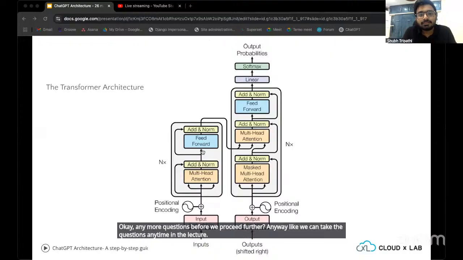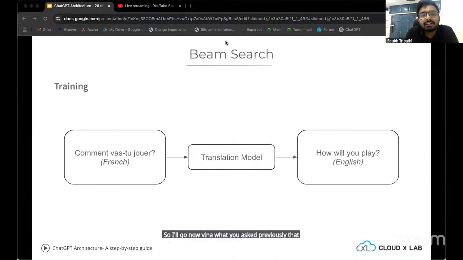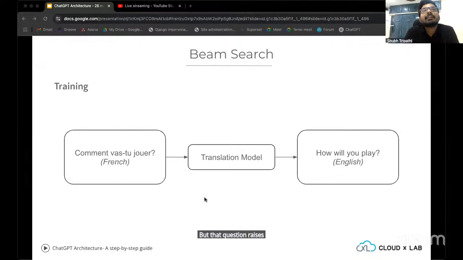Now, Veena, what you asked previously, what exactly happens when two words have the same probability. Generally, it does not happen. There will be a difference even at the 10th decimal place, but there will be a difference. But that question raises a doubt about how exactly it works.